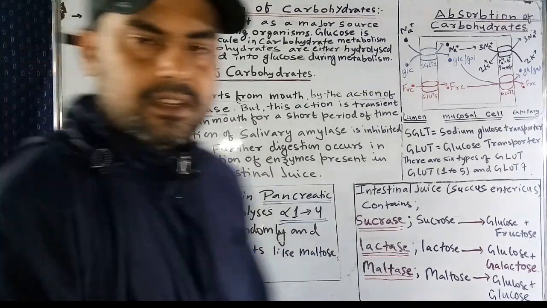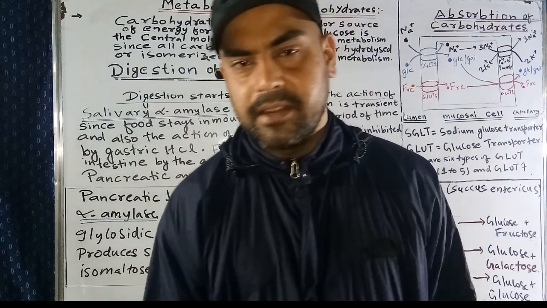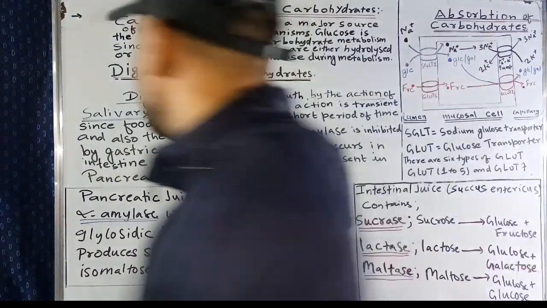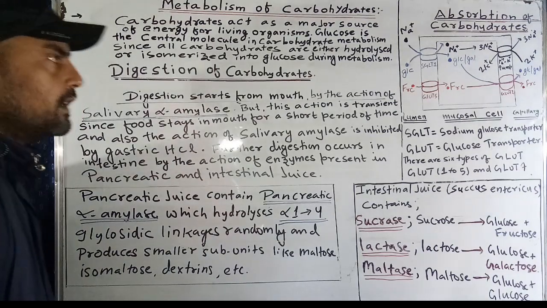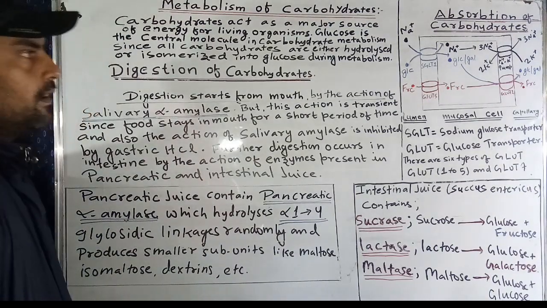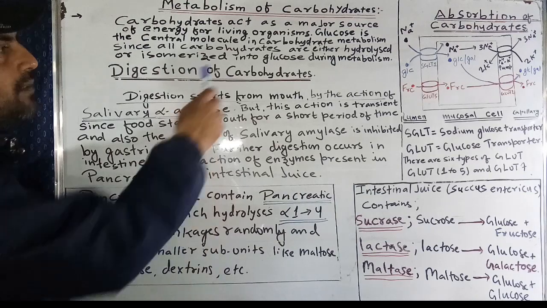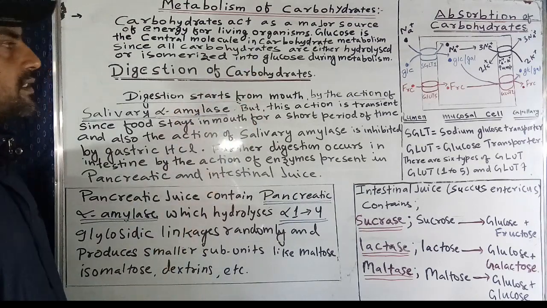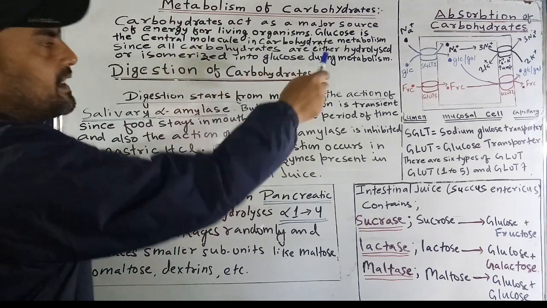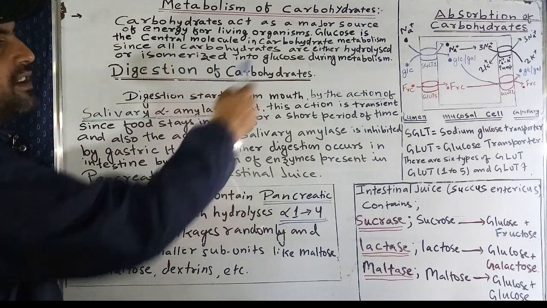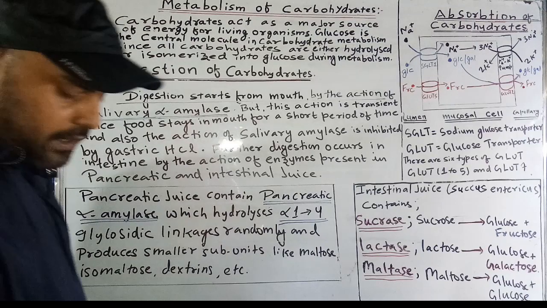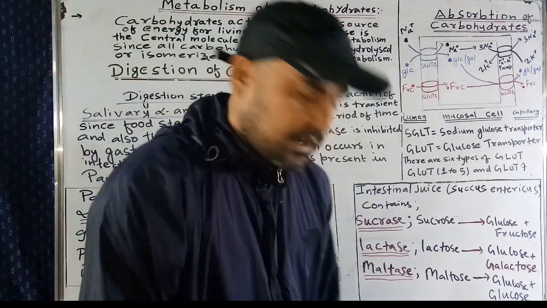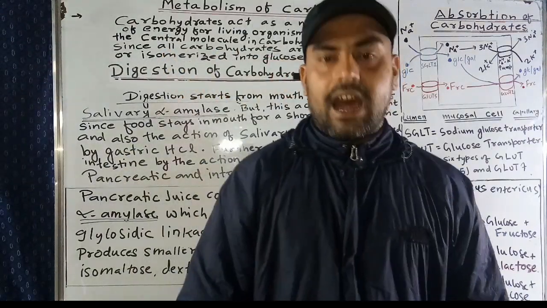Today we will be discussing the metabolism of carbohydrates. Carbohydrates act as a major source of energy for living organisms. Glucose is the central molecule in carbohydrate metabolism, since all the carbohydrates are either hydrolyzed or isomerized into glucose during metabolism. Mostly we consume carbohydrates in the form of starch.